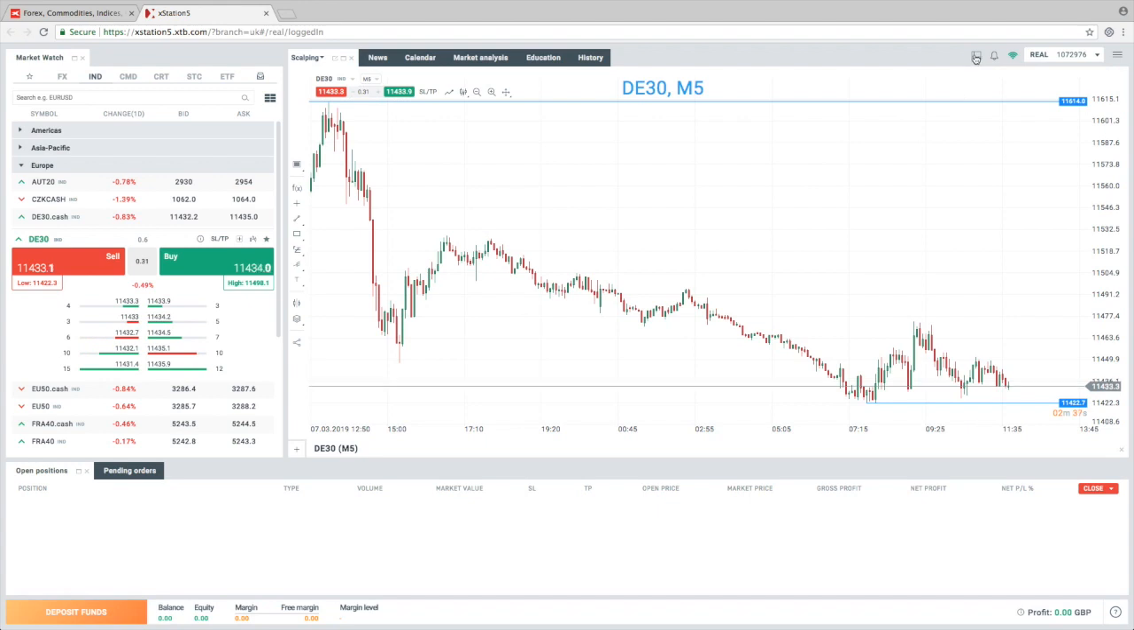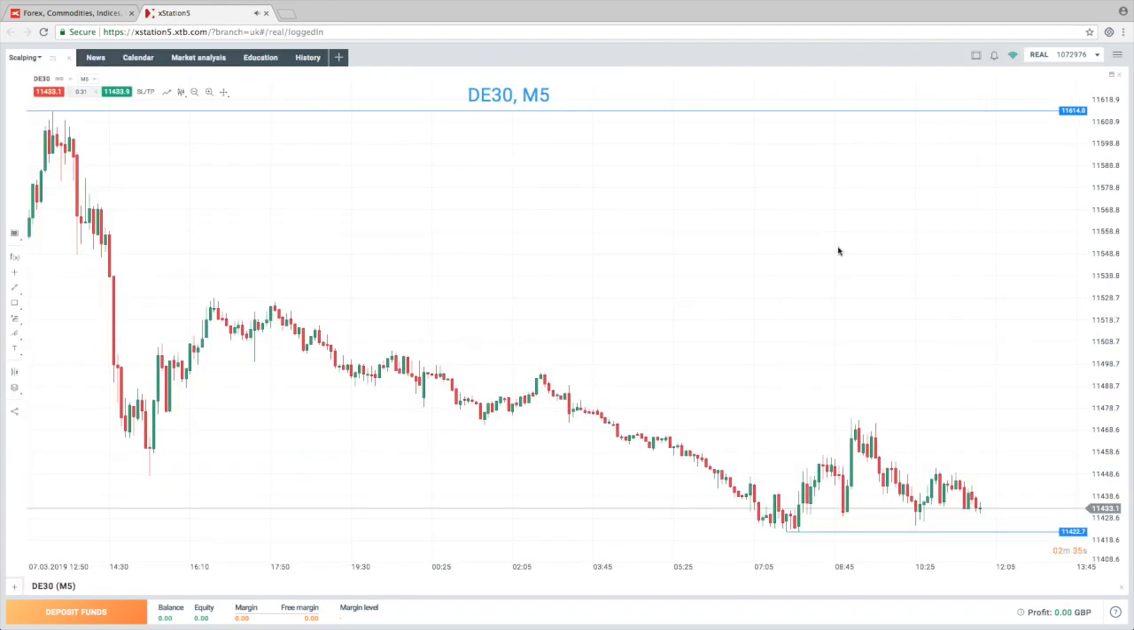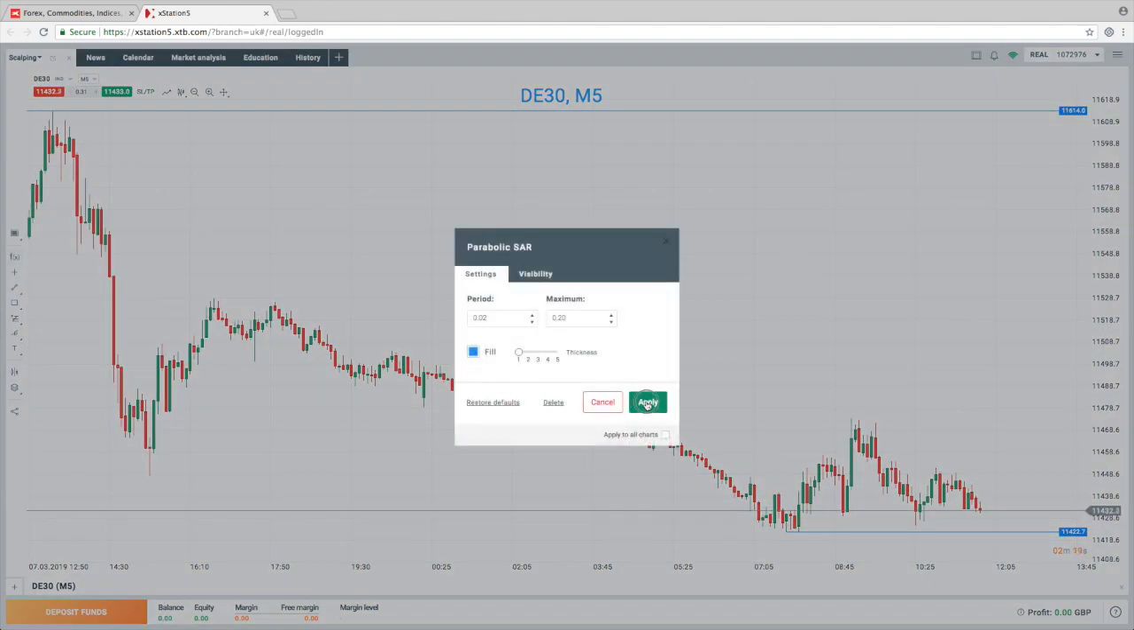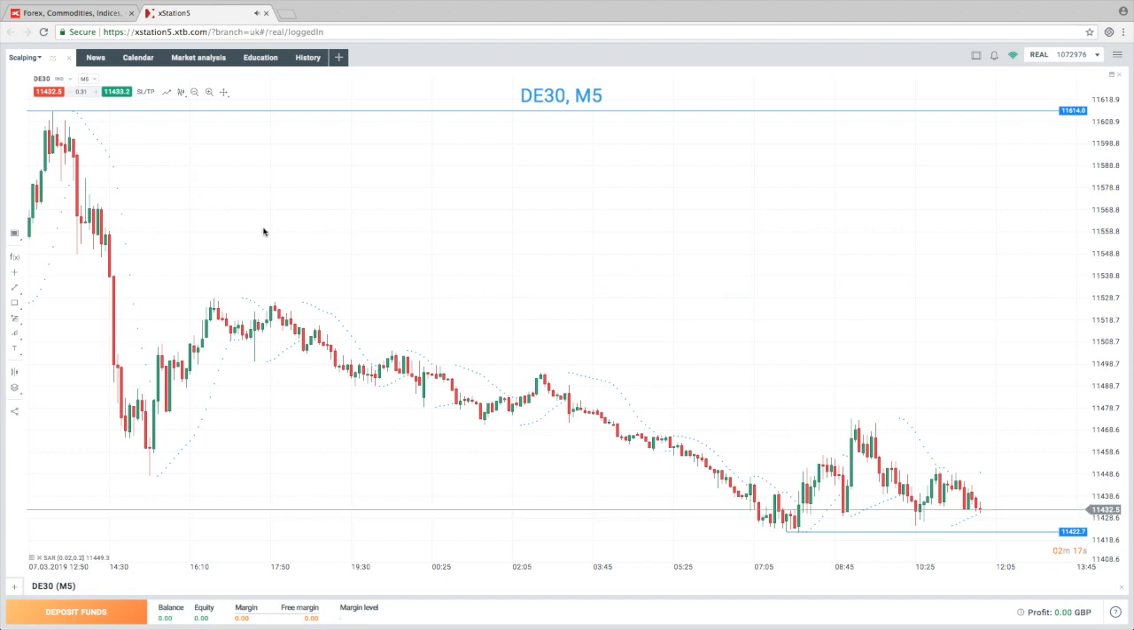Now, turning to the strategy, I want to talk about parabolic SAR. Just a reminder, this is obviously a 5-minute chart of the D30. So this is a very simple indicator, with the SAR standing for stop and reverse. You're simply looking for where the dots are in relation to price. So if we add the indicator here, parabolic SAR, you see these blue dots come up on your charts.